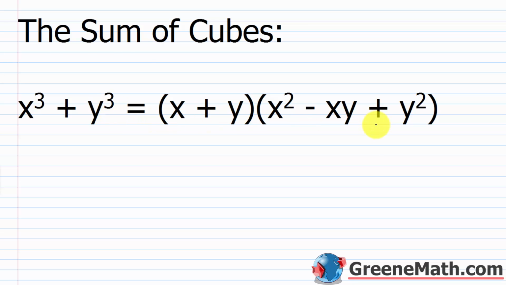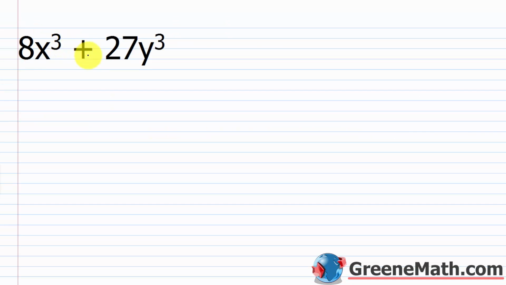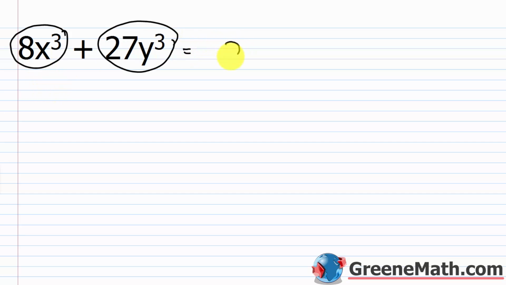So let's take a look at an example. So we have 8x cubed plus 27y cubed. So is it something cubed plus something else cubed? Yeah, 8 is 2 cubed. So I could write this as 2x, that's being cubed, plus 27 is 3 cubed. So 3y, that's being cubed. And then I can follow my formula. So let me write the formula down again for you.